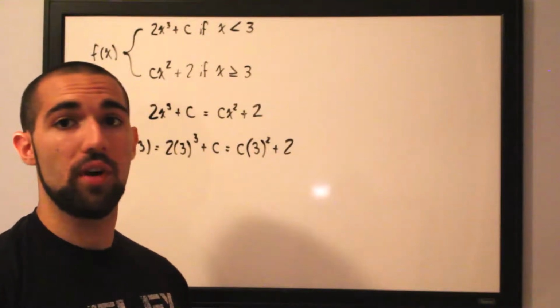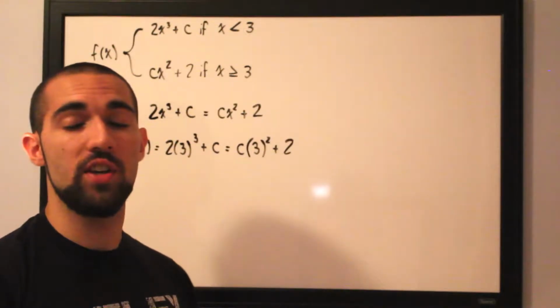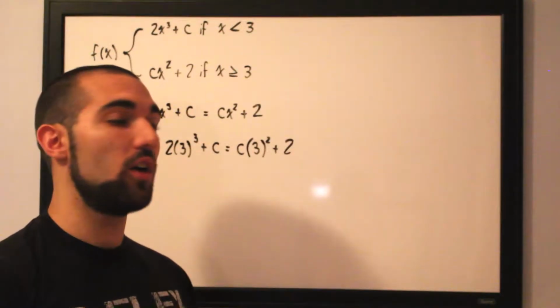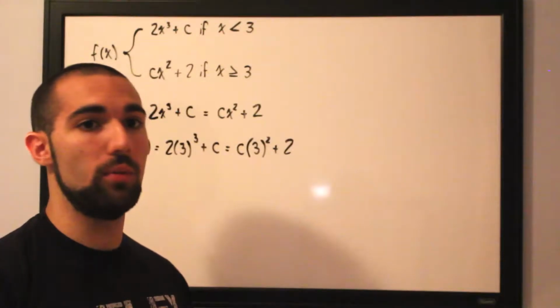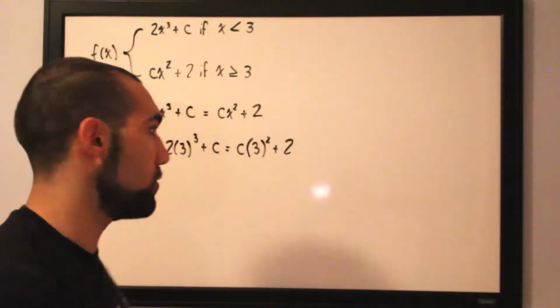Afterward, we can go and simplify this equation, and all we're going to be doing is solving for our c, because all we're going to have left is one variable. The x is gone, all we need to do is solve for c.